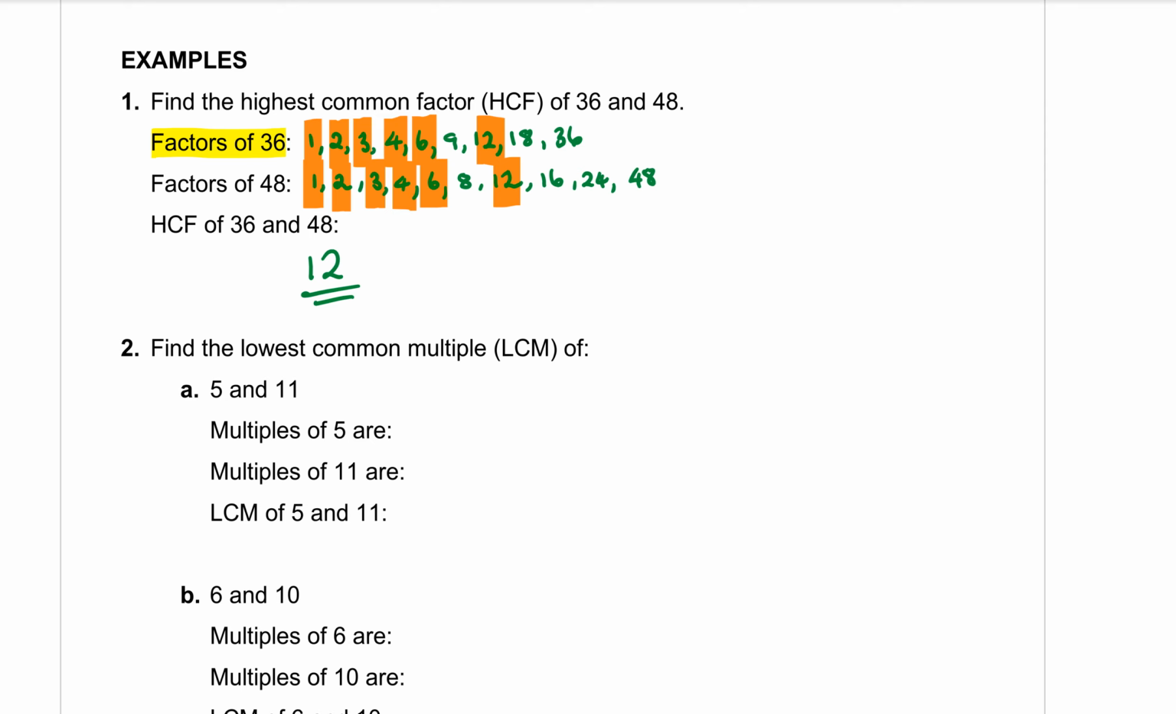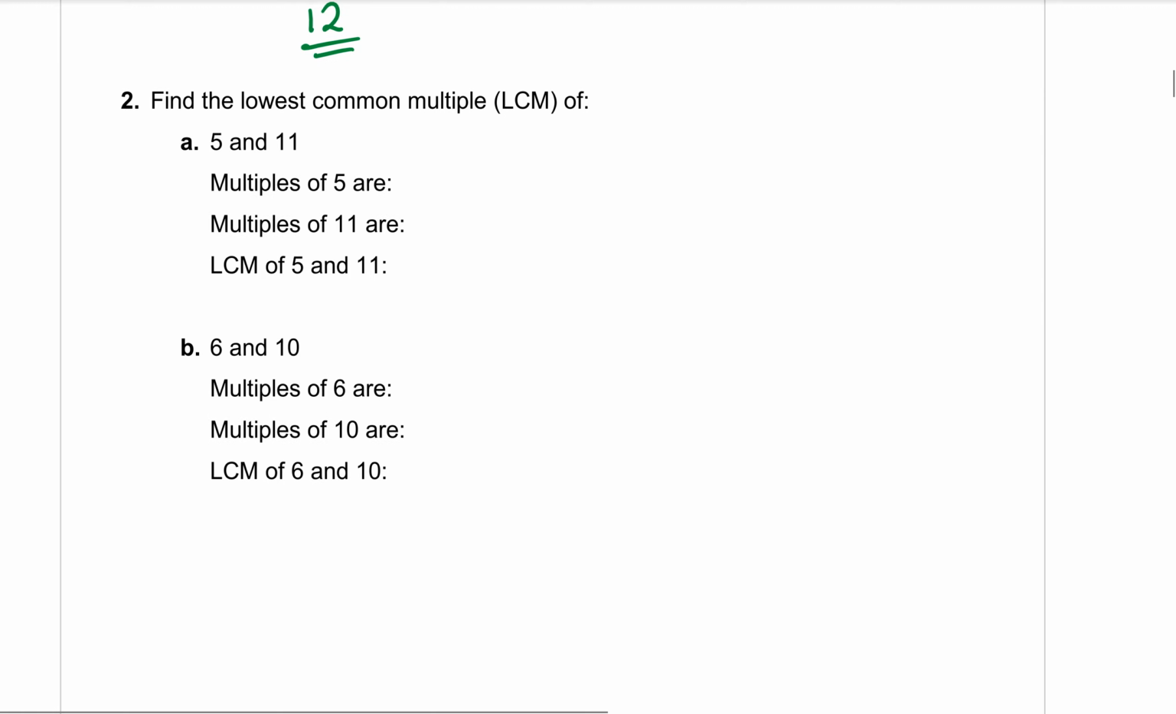Okay, question 2 says to find the lowest common multiple of 5 and 11. So it suggests here that I find the multiples of 5. So the multiples of 5 are the 5 times tables. So 5 times 1 is 5, 5 times 2 is 10, 5 times 3 is 15, 20, 25, 30, 35, 40, 45, 50, 55, 60.